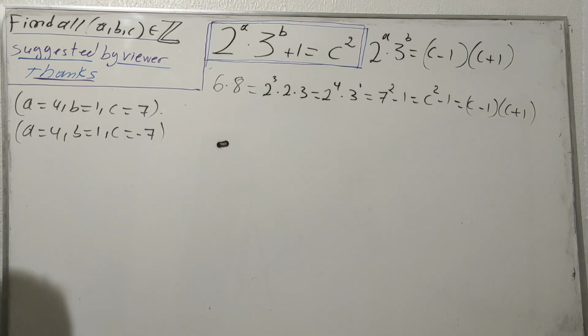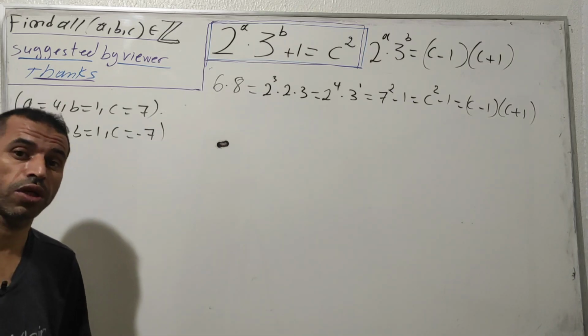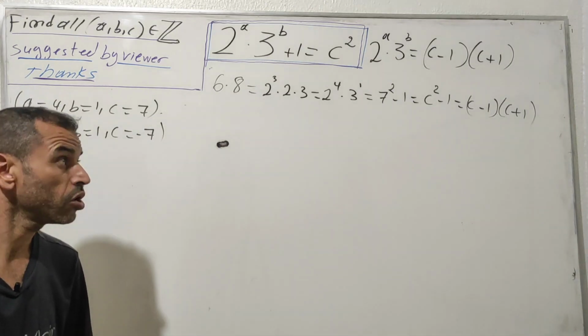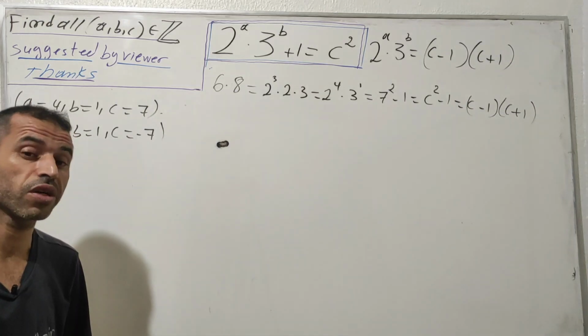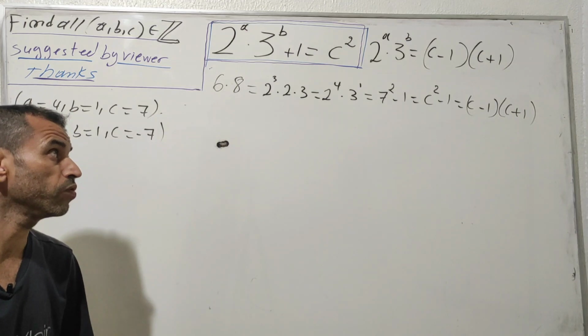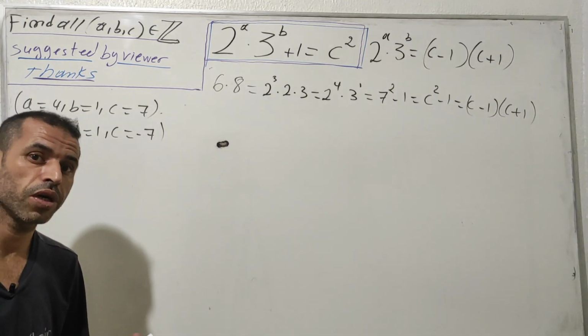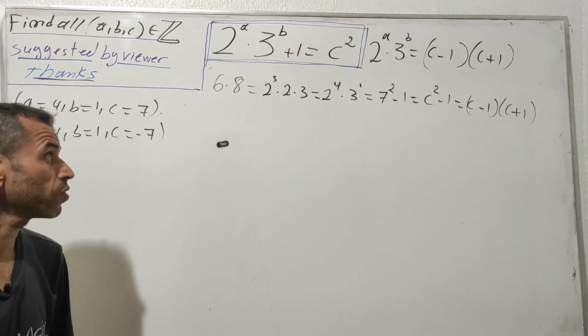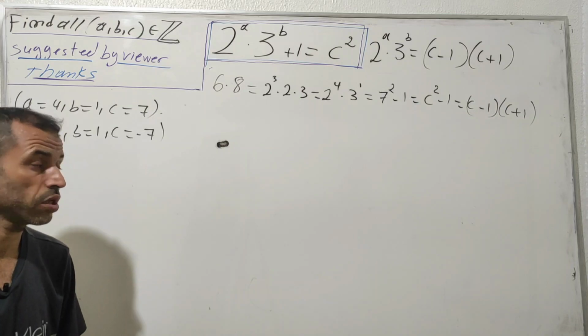Now let's get rid of this one and move on to the general proof. If you take a look, the last solution was c equals 17. What about if c is greater than 17? So we are going to prove we have no solutions beyond that point, okay?